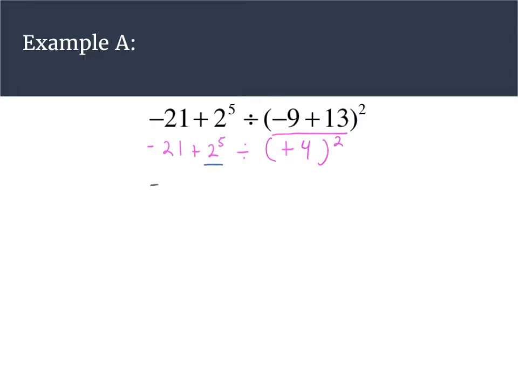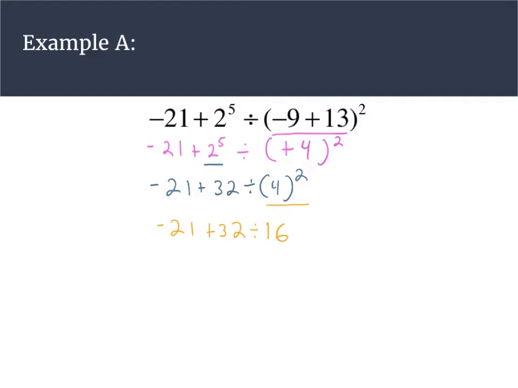So I'm going to copy everything else down, my negative 21. 2 to the 5th power is 2 times 2 times 2 times 2 times 2. If I do that, I'm going to get 32. Bring down my division symbol, bring down my 4 that was inside my parentheses, and bring down my squared. So now the next exponent I have to do is the squared. Again, I'm going to copy everything else down, my negative 21 plus 32 divided by, and 4 squared, 4 times 4 is 16. So now I'm down to negative 21 plus 32 divided by 16. That takes care of all of my exponents.